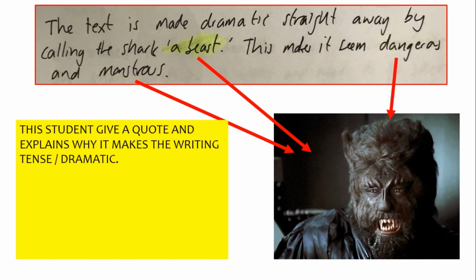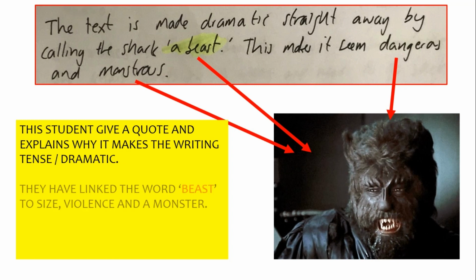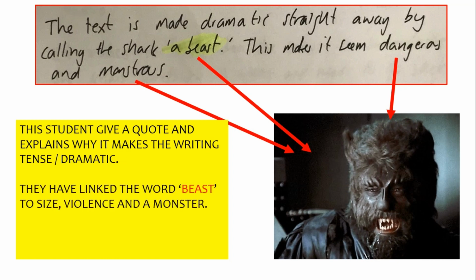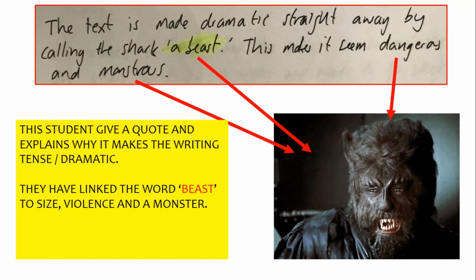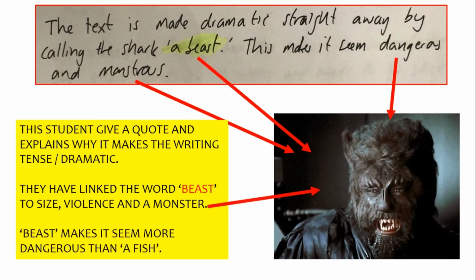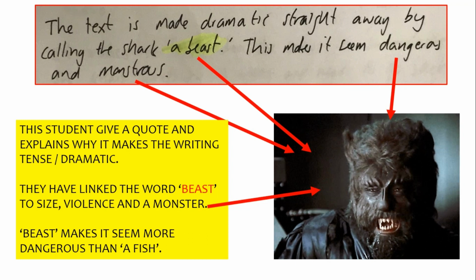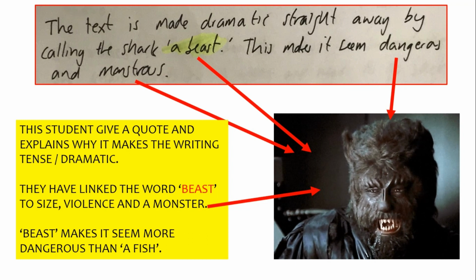So this student gives a quote and explains why it makes the writing tense and dramatic. They've linked the word beast to a size, as in the shark is huge, to violence, and almost to the shark being monstrous. Beast makes it sound more dangerous than fish, like I've said. If it had said fish, we almost think of a fish as being a small thing, don't we? The fact it was called a beast, it's almost like this huge monster's coming to get her.